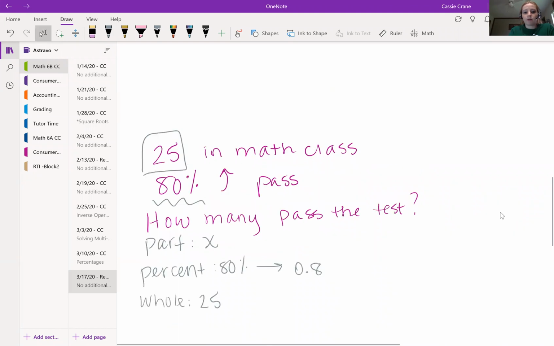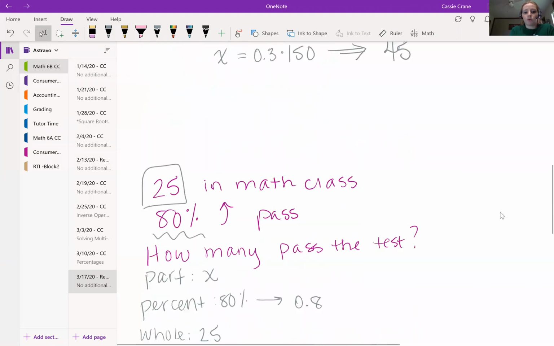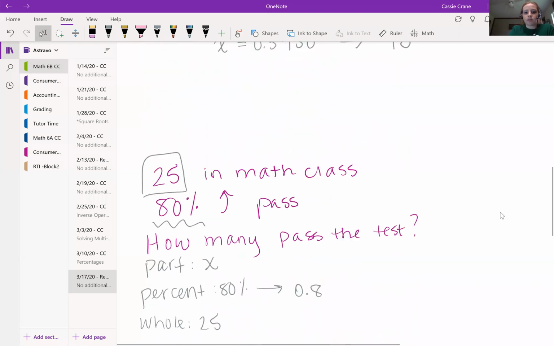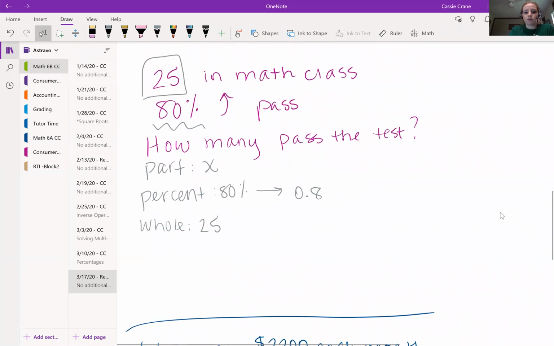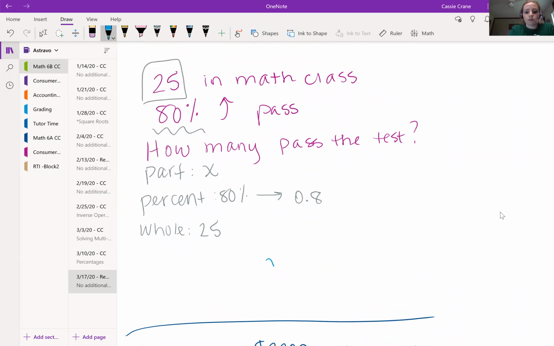So if we compare this to the last problem, we have part X, percent, and whole that are given. So it's the same, it's just a word problem instead. We're going to set it up the same way. So X equals, because I don't know my part, the percent times the whole, 0.8 times 25.